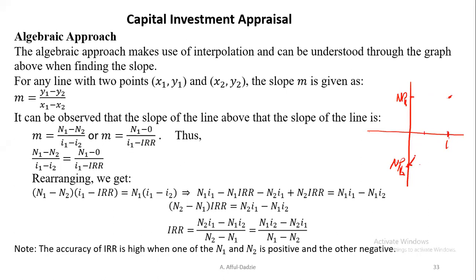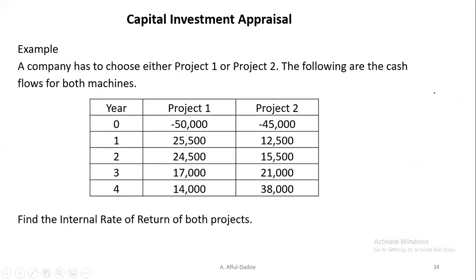So you see, once you trace these 2 points, the point where it cuts is the point where you have your IRR. Normally, preferably, you have negative and positive, but it doesn't really matter. You can also extrapolate. So let's try and solve a more realistic example, and then see.